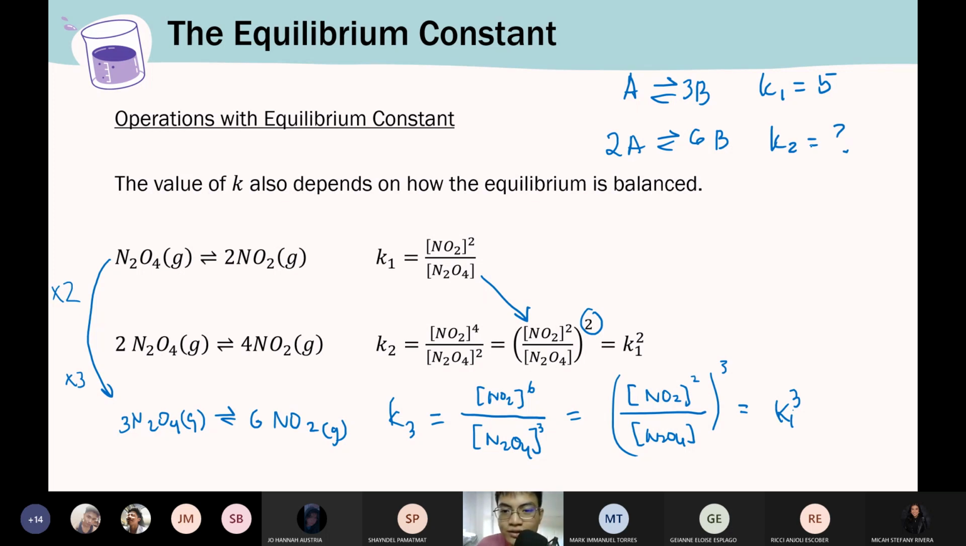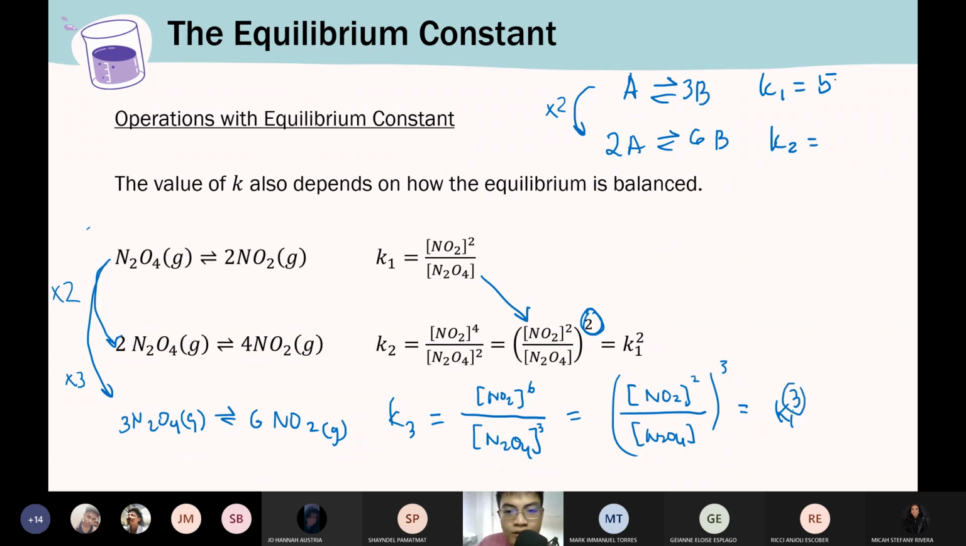Just to answer the question, ganito na lang. Minultiply ko to by 2, di ba? So what will happen to the K? It will be raised to what number I multiplied it with. Okay? So di ba sabi ko pag times 2, magiging square. Pag times 3, magiging cube yung original K.